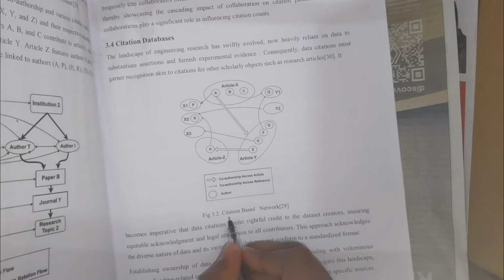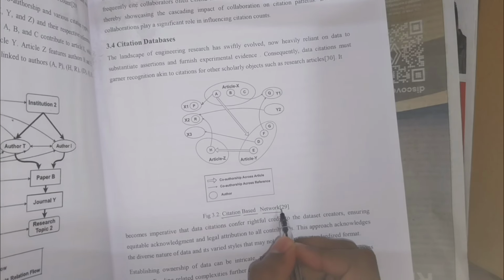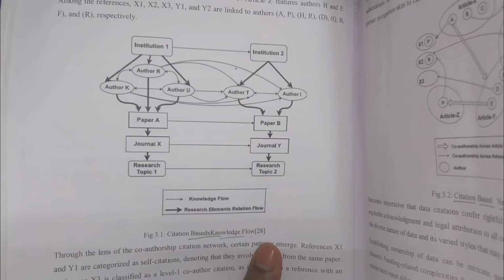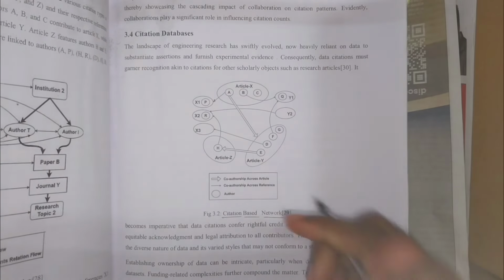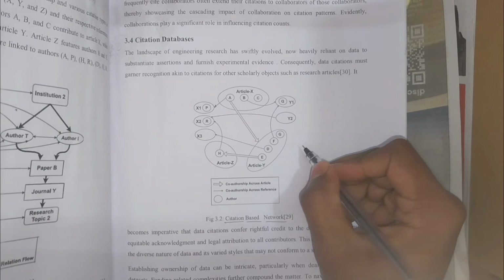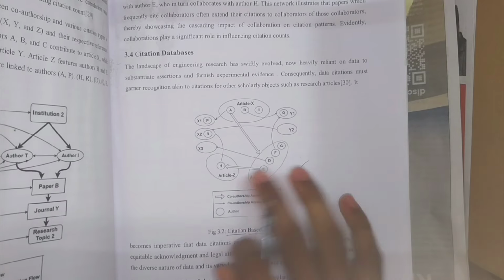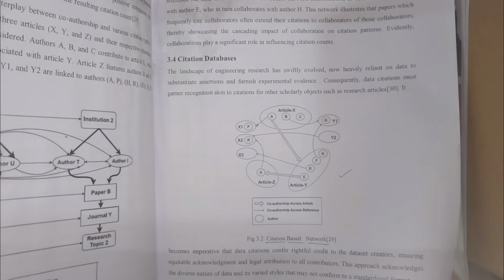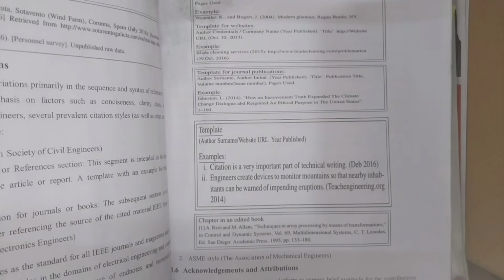If they ask about the citation based knowledge flow with a diagram, you just explain this one. And if they ask with an example, then for the example, the data citation database is this one, okay. Just look at this, guys. In the second module, only 2 diagrams are there, okay.